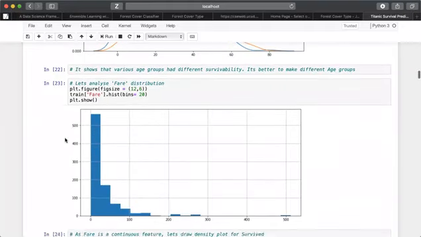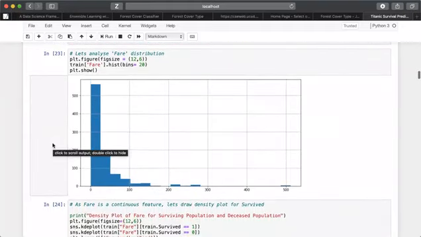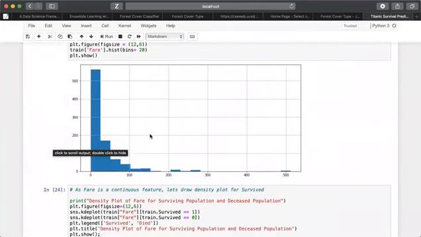Similarly, I have done the distribution for fare using the same hist plot, and we see a lot of difference. Most of the distribution is in the lower fare, and thereafter, after around 100, the distribution is right skewed, and there are very few values after around 150. So there were very few passengers in the fare range from 150 to 500.